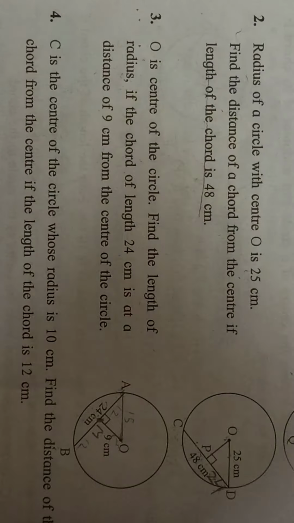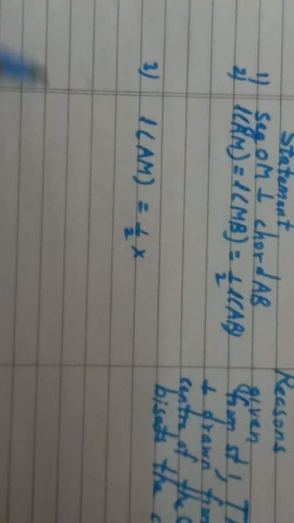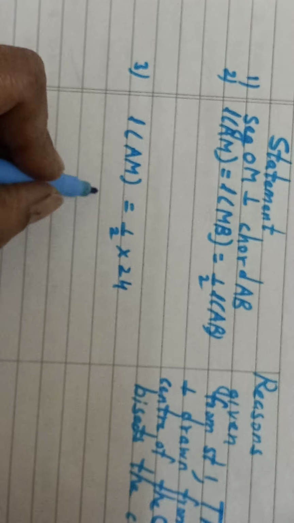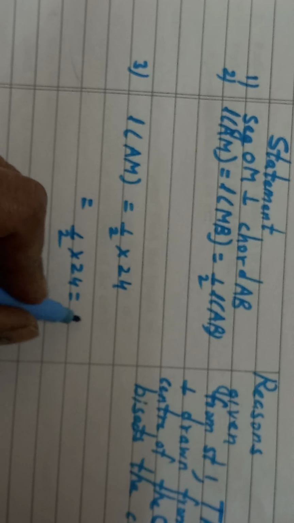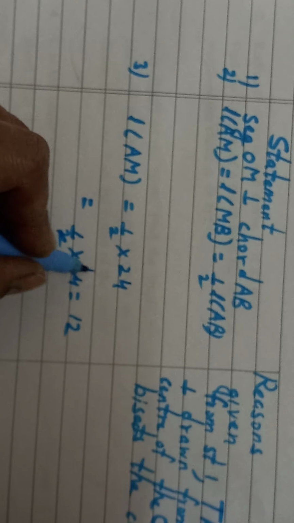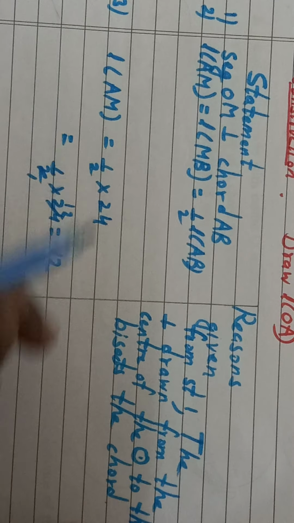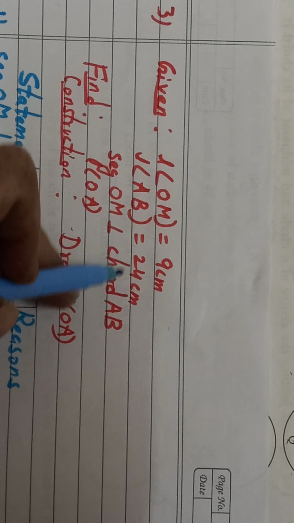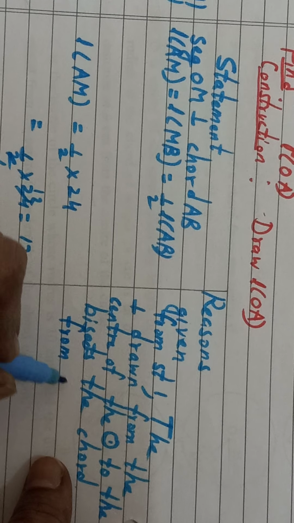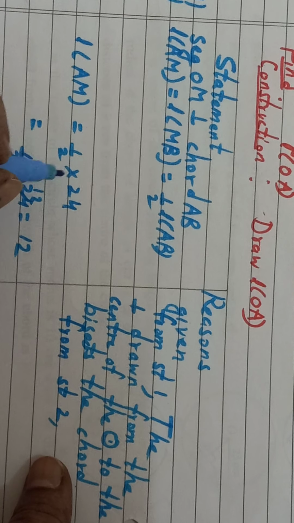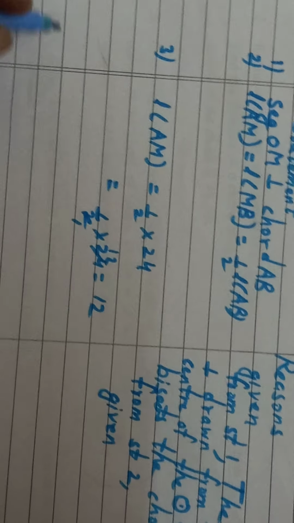It is 24. So we will write here 24, which is equal to half into 24 will give you 12. 2 ones are 2, 2 twos are 4. So now here, what reason will we write? From statement second, we have written this step, and this given length of AB is 24, given. So we will write from statement second and given. Length of AB is given, so you can just write given.